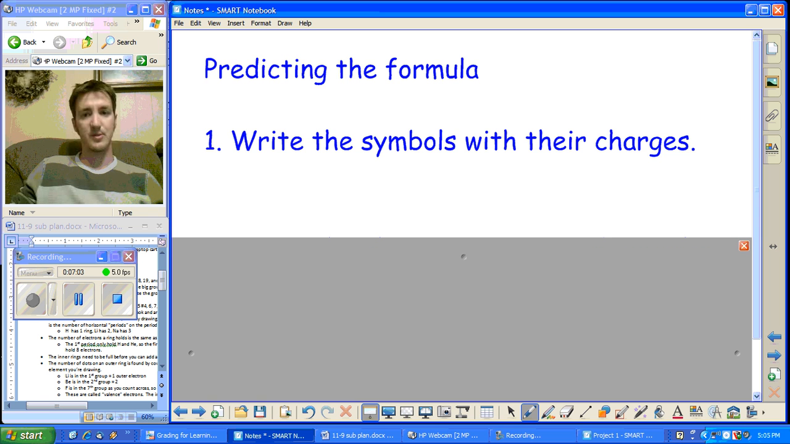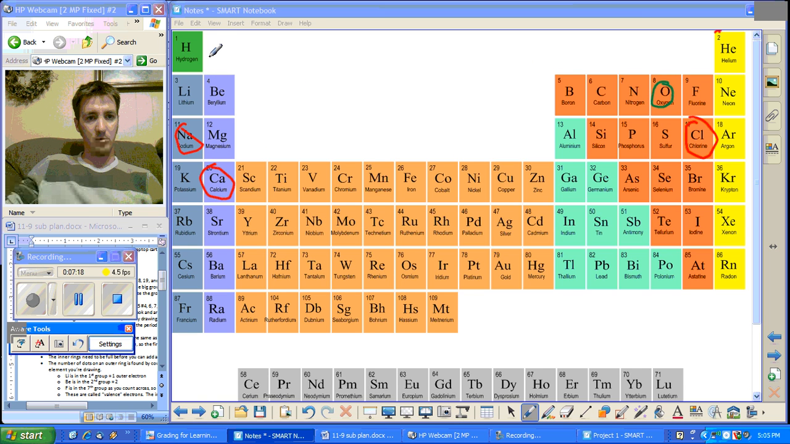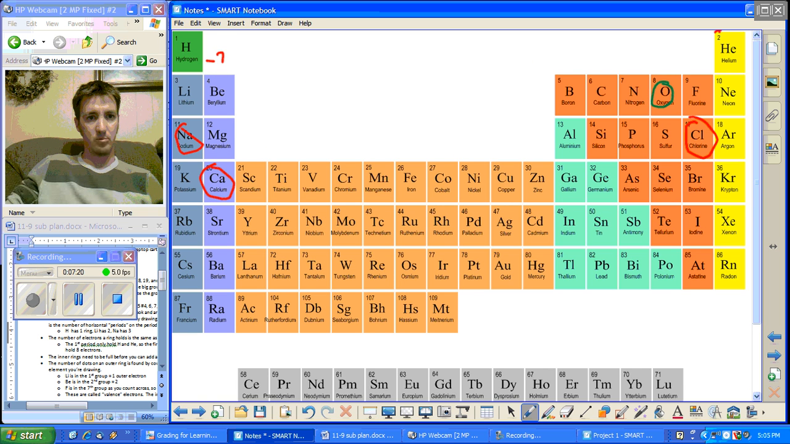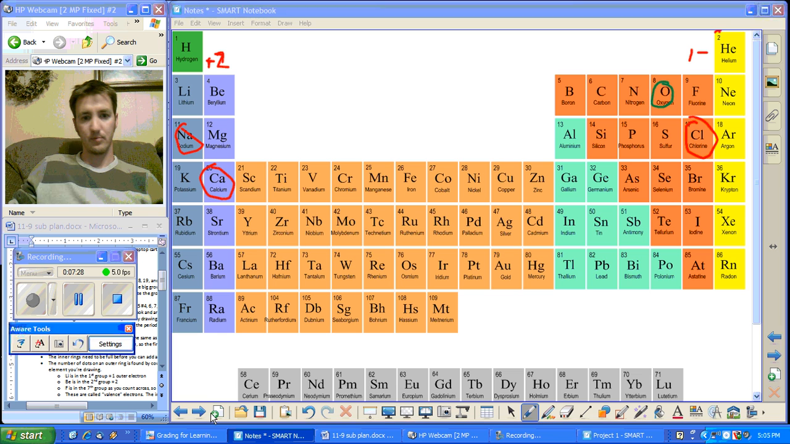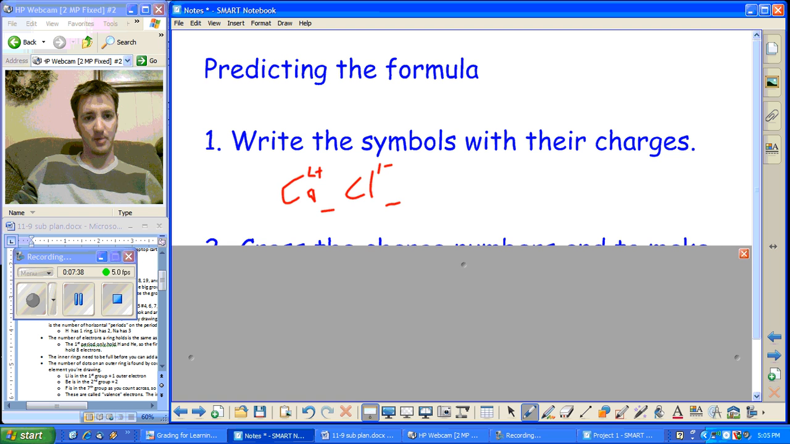So just write the symbols with their charges. So we'll do the calcium chloride. Just write them like you would for the formula, leaving a little bit of room in case you have to put numbers. On the periodic table, calcium, we know from the past unit, is in the second column, so it's going to be a positive 2. Chlorine's going to be a 1 negative. So right here, just calcium, 2 positive, chlorine, 1 negative. So that's kind of step 1 on predicting the formulas.